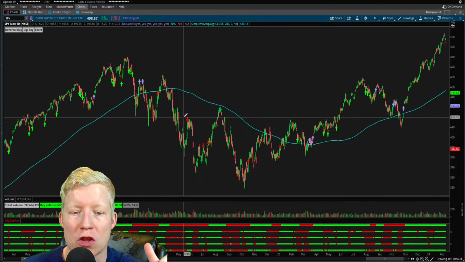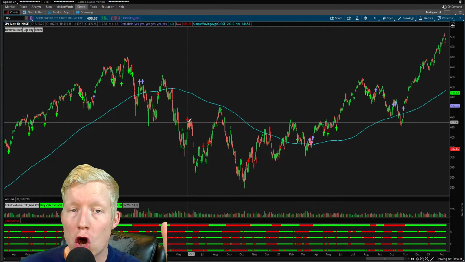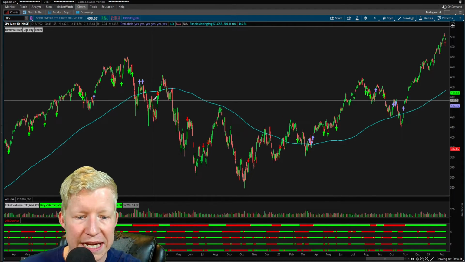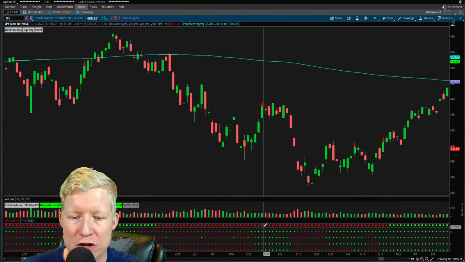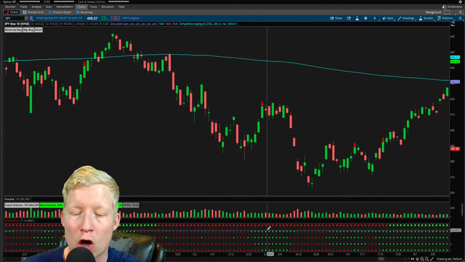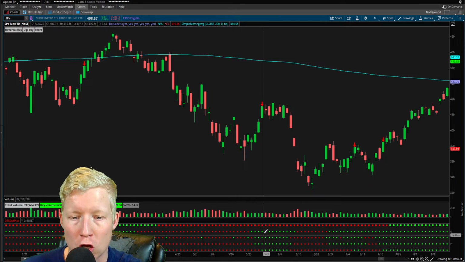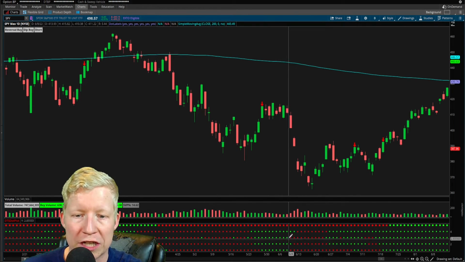Now, I should also touch on this. There are longer periods, right here. This is a good example. Right here, you come up and then your top MACD line is red, and all four of these bottom lines are all green.